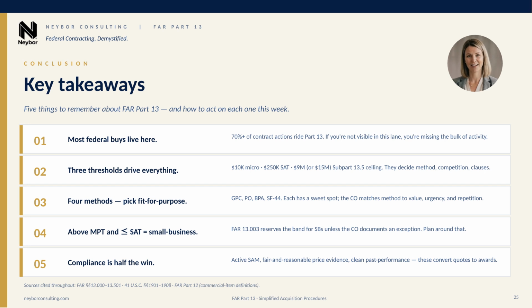Let's bring it home with 5 takeaways. 1. Most federal buys live in this part of the FAR. Over 70% of contract actions ride Part 13. If you are not visible in this lane, you are missing the bulk of federal buying activity.